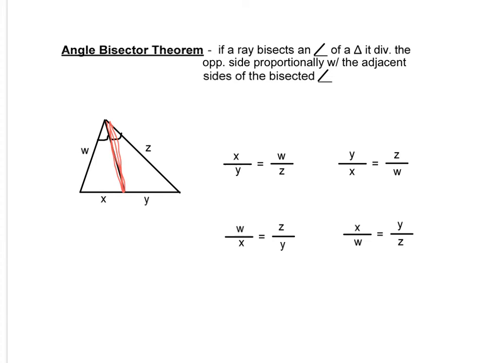Or if you want, X is to W as Y is to Z. All these proportions are now equal, no matter how we write them. You can see if I were to cross multiply any of them, I'm going to get XZ is equal to WY. Okay?